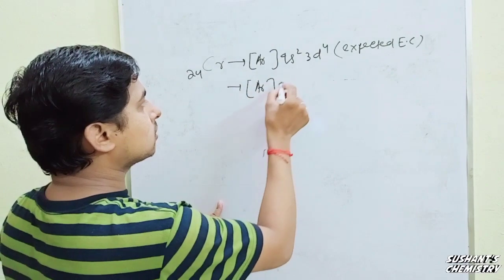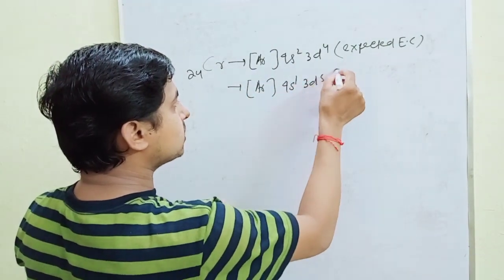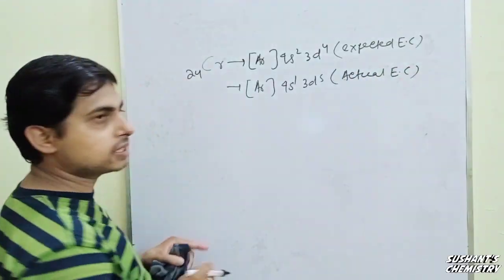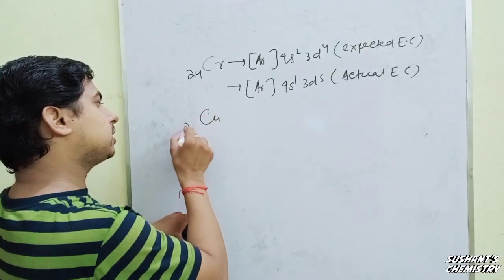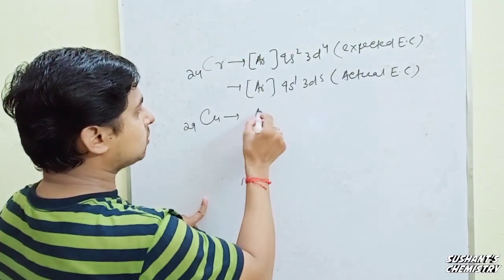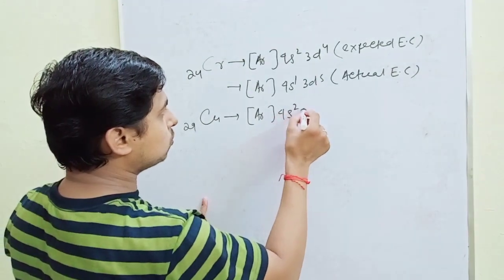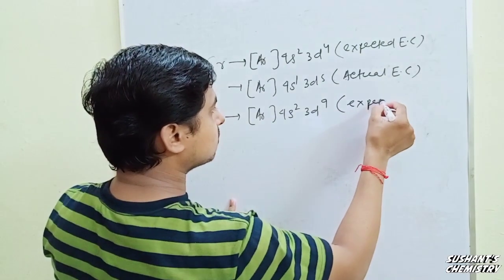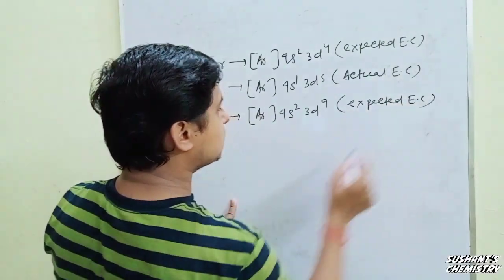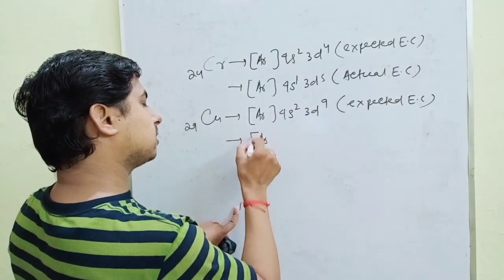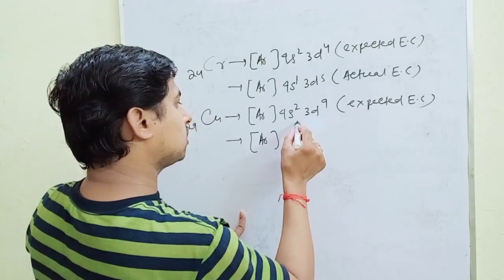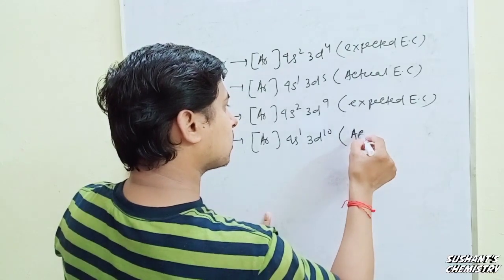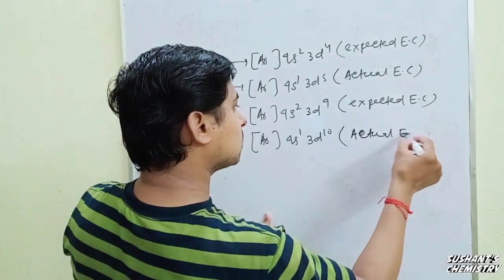Argon 4s1 3d5. This is the actual EC. EC means electron configuration. Copper 29, that is argon 4s2 3d9. Expected EC. Argon 4s1 3d10. This is the actual EC.